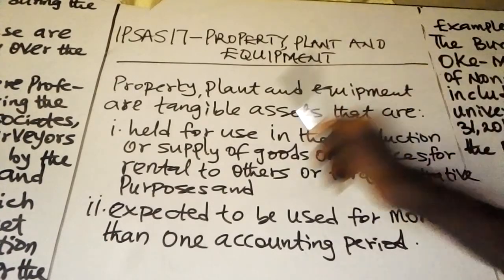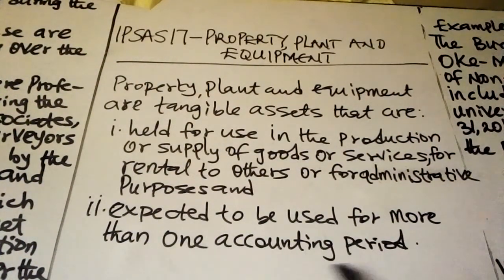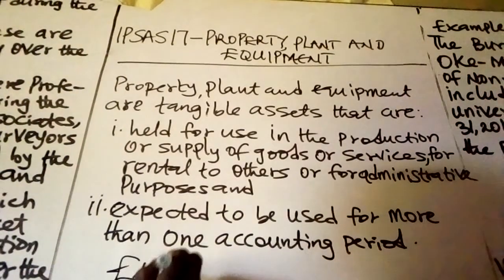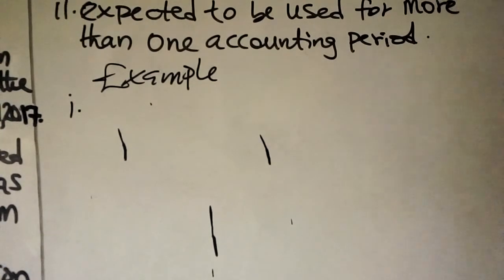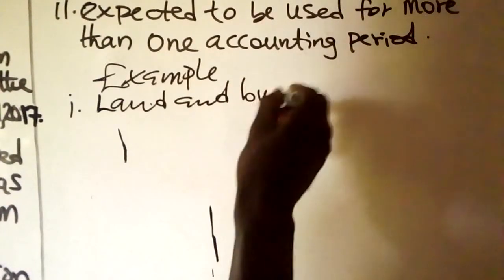Property, plant and equipment are tangible assets that are expected to be used for more than one accounting period. That is property, plant and equipment. So, examples of property, plant and equipment include, number 1, land and building.